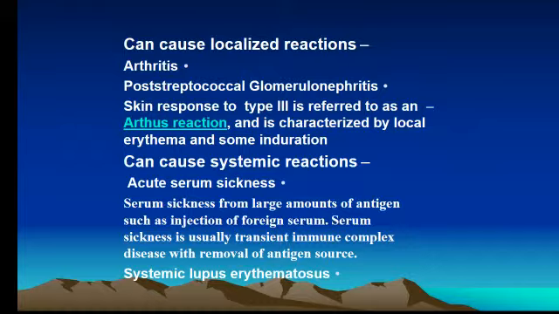Arthus reaction of this type is characterized by local erythema and some induration. It can also cause systemic reactions, such as acute serum sickness. Of course, we have mentioned that the Arthus reaction is caused by local immune complexes, and induration, while serum sickness can cause a systemic reaction.